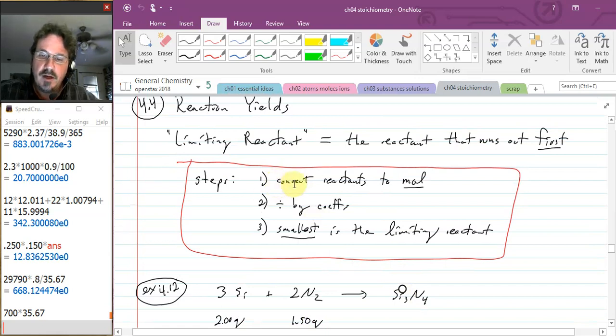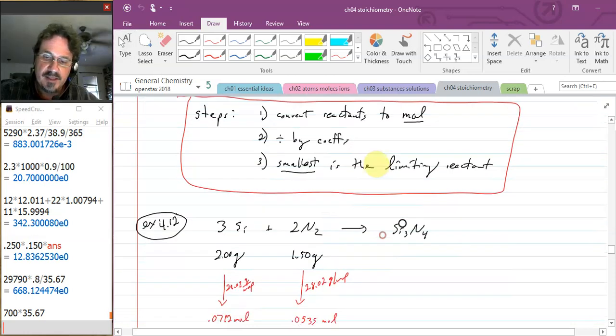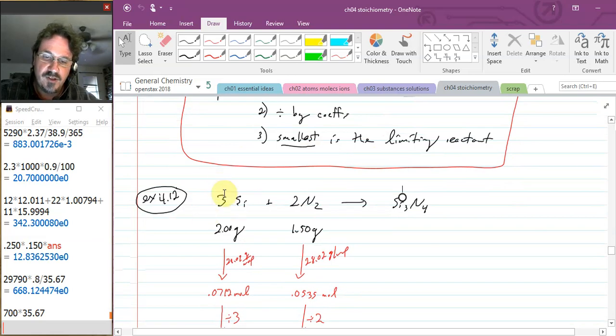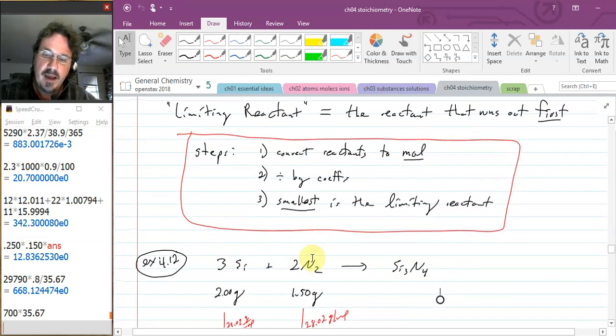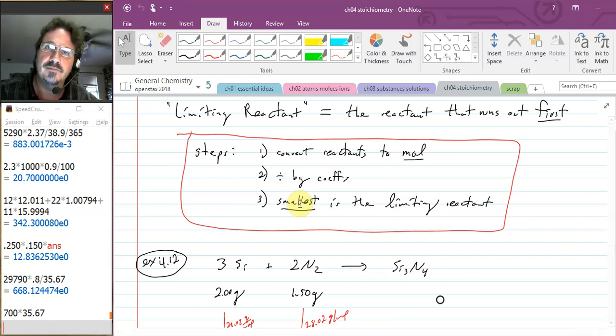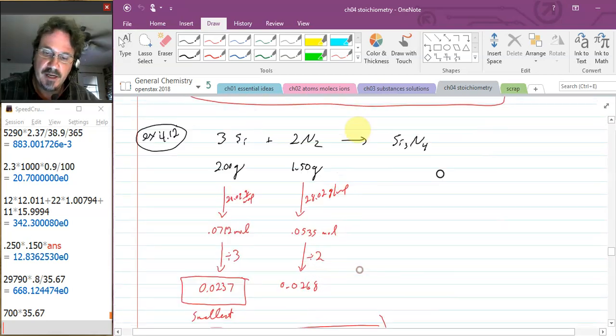Step 1, convert all of those reactants to moles first. We know how to do that, grams per mole. Convert them to moles. Step 2, divide by the coefficients of the balanced equation. In this case, my coefficient for silicon is a 3 and it's a 2 for the nitrogen. That's what I'm going to be dividing by. And step 3, now compare them. Whichever number is smallest, that's the one you're going to run out of first. Simple. Let's see it in action.